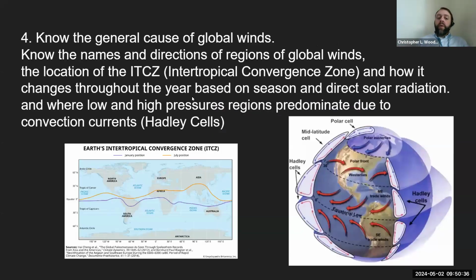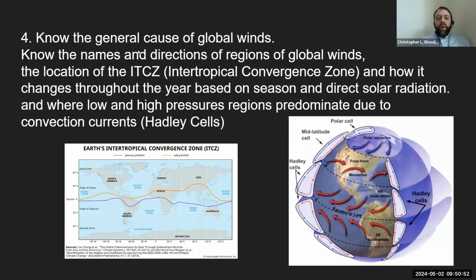Know the general cause of global winds. Know the names and directions of regions of global winds, the location of the intertropical convergence zone, and how it changes throughout the year based on season and direct solar radiation, and where low and high pressure regions predominate due to convection or Hadley cells.